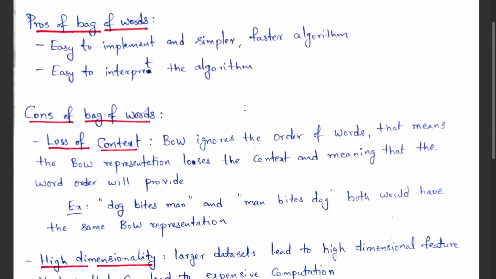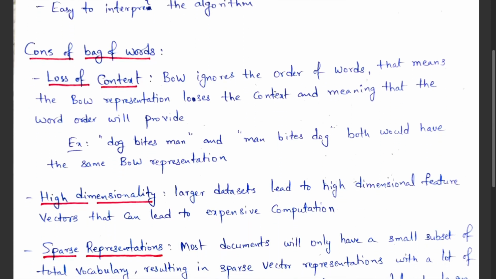So now let's understand the cons of bag of words. So the first con of bag of words is loss of context. So basically bag of words ignores the order of words. That means the bag of words representation that we get from the text will lose the context and meaning that the word order will provide.